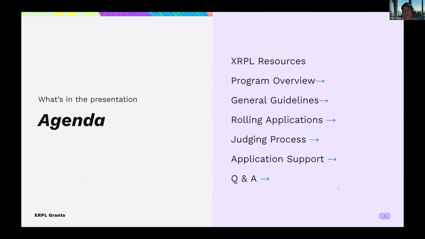Just by way of format, today we're going to go over some resources. We're going to talk a little bit about the XRPL grants program, some general guidelines, our rolling applications format, the judging process, application support, as well as some Q&A at the end specifically for grants. And then we'll jump into some technical or ecosystem questions specifically with our developer advocates.